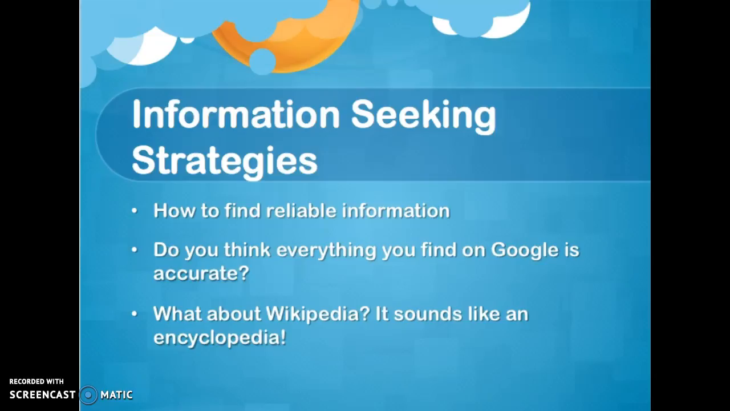2, do you think everything you find on Google is accurate? No, you're right. Not everything on Google is accurate. Google finds all sorts of things. Just because Google says George Washington is still alive, that doesn't mean that it's true. 3, what about Wikipedia? Sounds like encyclopedia. Encyclopedias are awesome. However, Wikipedia is not reliable. Anyone can edit the information on there, so you don't know if people are giving you real information.